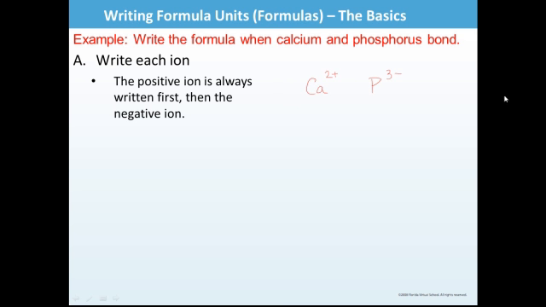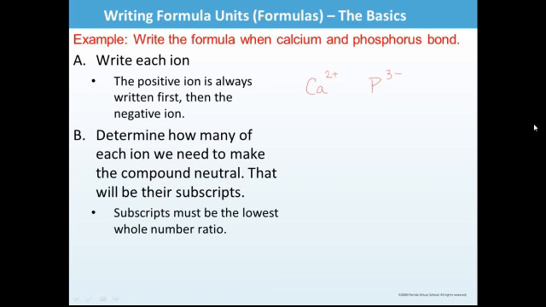Now we have not written the formula yet. We're just starting. This is the first step. Next, we need to determine how many of each ion it will take to make the compound neutral. That will be their subscripts. When we look at their charges, we see that calcium has a +2, phosphorus has a -3. So if I only write 1 calcium, 1 phosphorus, that does not equal 0, does it? Not at all. In fact, I have too many negative charges.